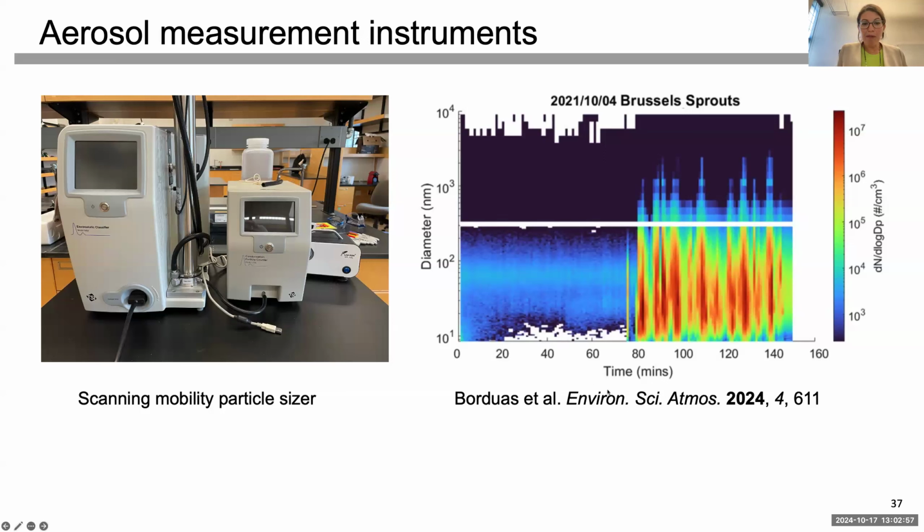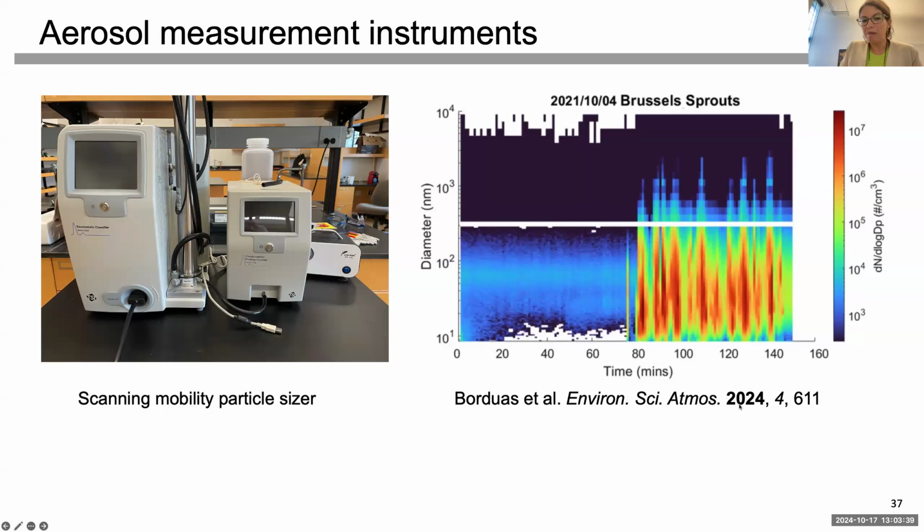And this is an experiment where we were cooking Brussels sprouts in the lab. What I'm showing as a function of time is the experiment. And then the y-axis is the diameter. So as we go up the y-axis, the particles get bigger and bigger and bigger. And then the heat map is the number of particles. So when it's red, we have more particles. When it's blue, we have fewer particles. And so you can see that there's no particles, no particles, no particles. And then exactly at this point in time here, we started to cook Brussels sprouts. And you can see all the aerosols that were made.